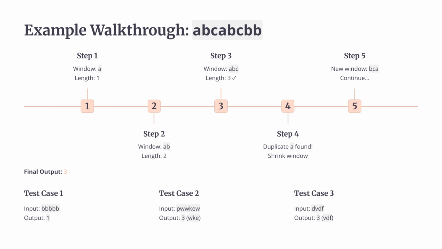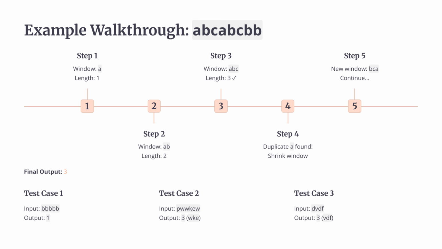Alright, let's apply this logic with an example. Our input is the string ABCABCBB. Step 1. Start with A. The window is A, length is 1. Step 2. Expand to AB, length is 2. Step 3. Expand again to ABC, length is 3.